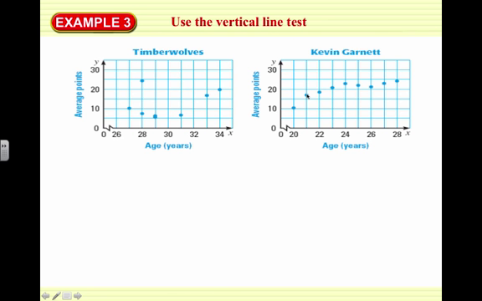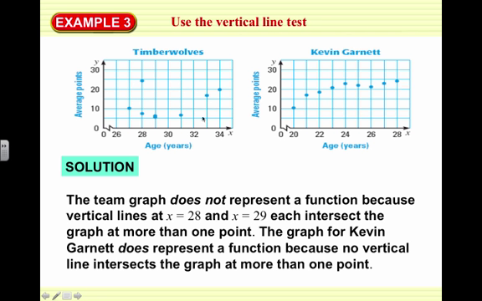But if we look at Kevin Garnett's, here we've got his age per year and average points. You can see there's only one output for each input, for each age. So the team graph does not represent a function because vertical lines at x equals 28, and if you look right here at x equals 29, these 2 points are kind of hard to see, but there are 2 different points there. Each at x equals 28 and x equals 29 intersect the graph at more than one point. The graph for Kevin Garnett does represent a function because no vertical line intersects the graph at more than one point.